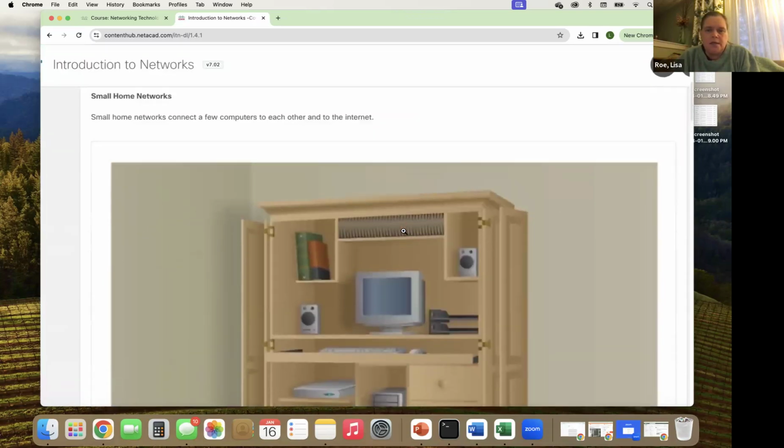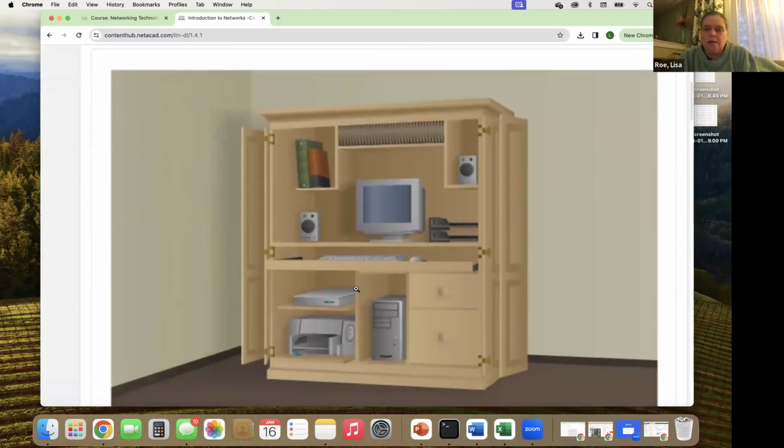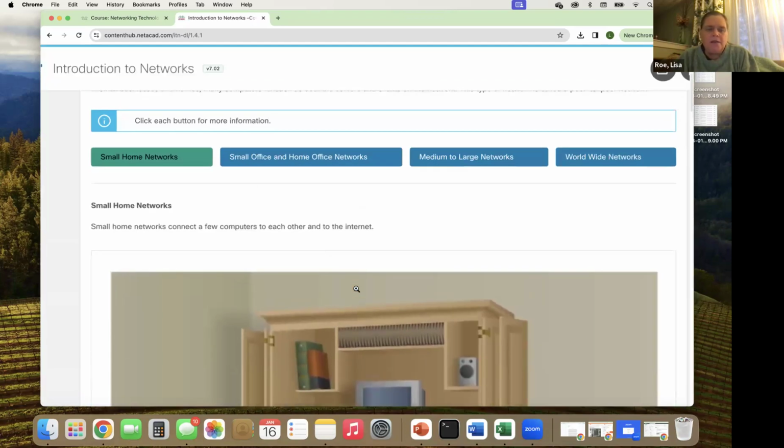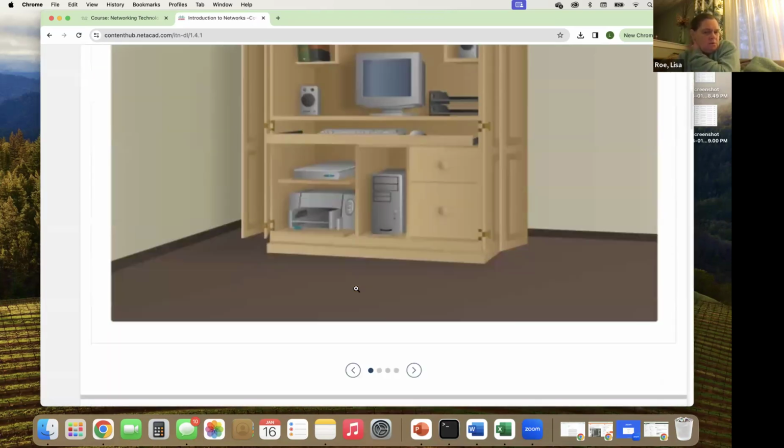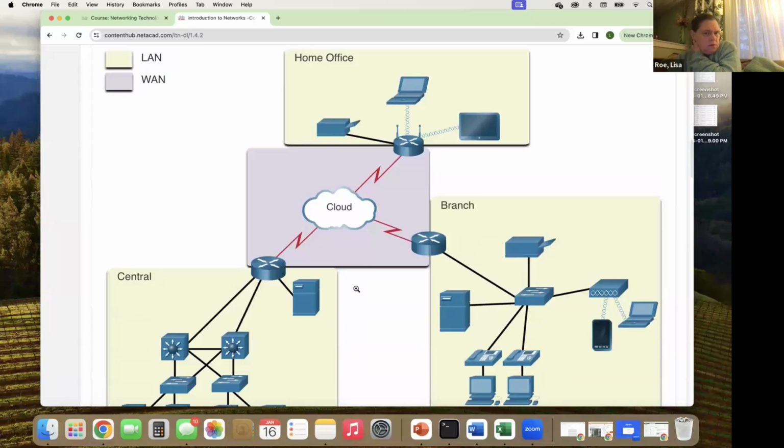So this example here, this is a home network. So we have different, I don't know if they're going to go through.